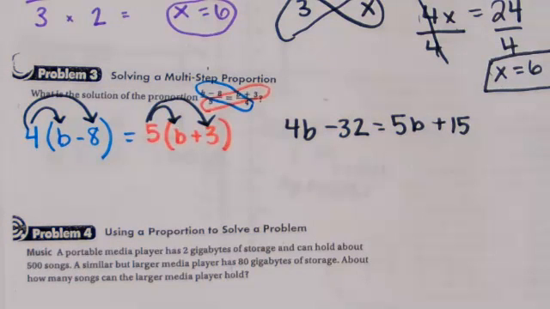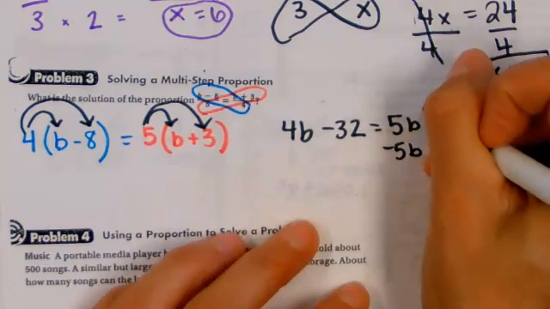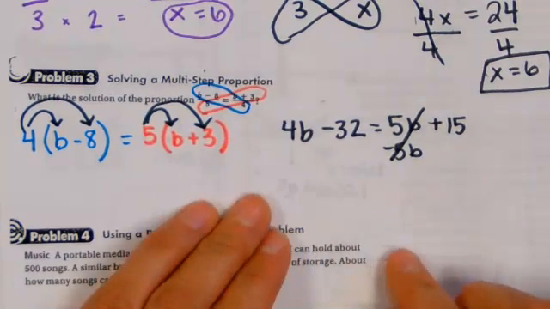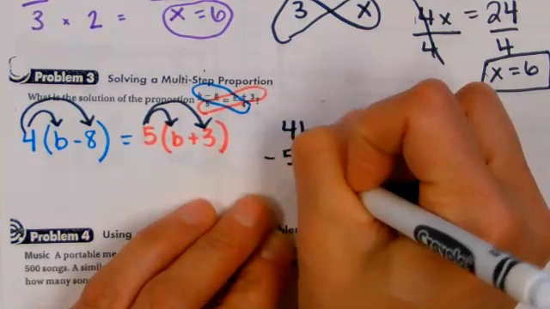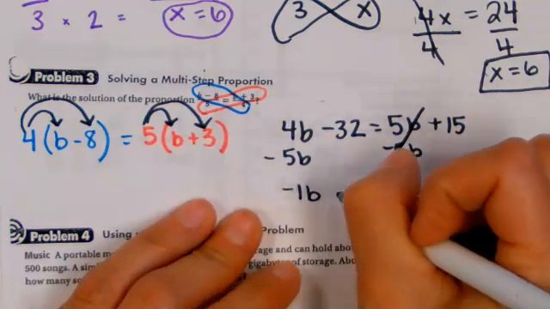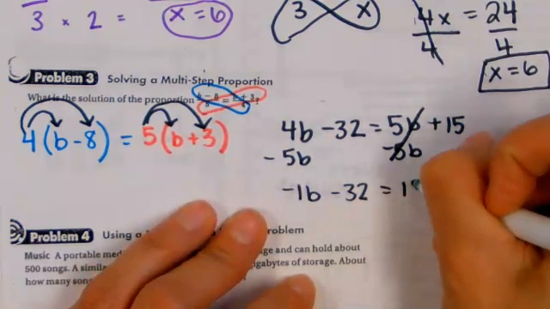And now I have a variable on either side, don't I? Which one do you want me to cancel out? It doesn't really matter, but which one do you want to start with? Okay, let's start with 5b. So I'm going to minus 5b here to cancel it. Where do I need to minus it on the left side? From the 4b, yes. All right, so 4b minus 5b is now negative 1b. Minus 32, bring that down, equal positive 15.